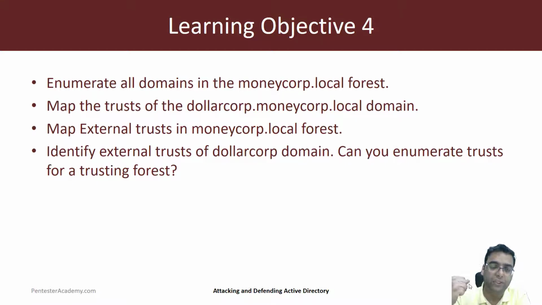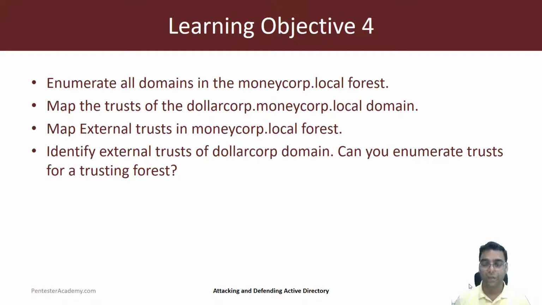So let's have a look at some quick learning objectives. There are 4 objectives. Enumerate all domains in the moneycorp.local forest, and then map the trusts of the $corp domain. Then map external trusts in the moneycorp.local forest. Finally, identify external trusts of the $corp domain and check if you can enumerate trusts for a trusting forest. Right? Once again, feel free to use any tool you want to solve this learning objective.